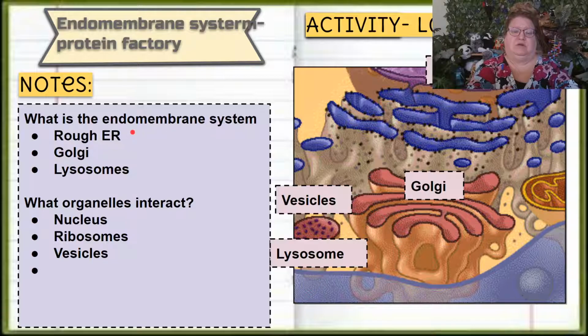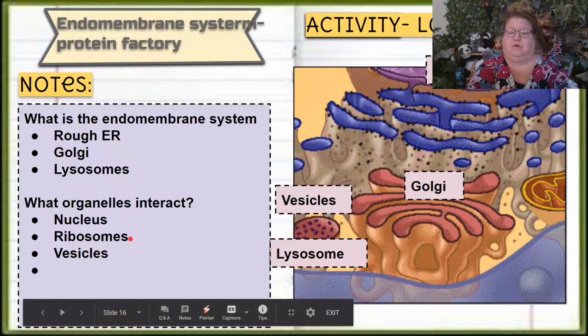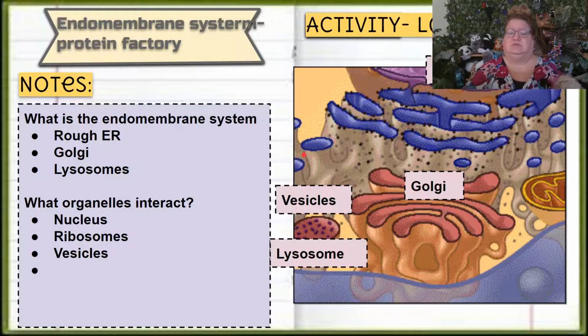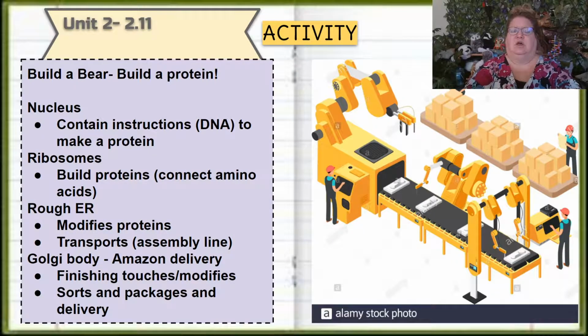And so there are going to be several organelles that are going to be part of this. Now, the actual membranes that are involved would be the rough ER, Golgi, lysosomes. But other organelles interact. Remember, the nucleus contains instructions for making them. The ribosomes are going to be the part that actually makes the protein. And then you have vesicles, little membrane sacs that are going to transport these proteins. So again, just like Build-A-Bear, you're going to build a protein.